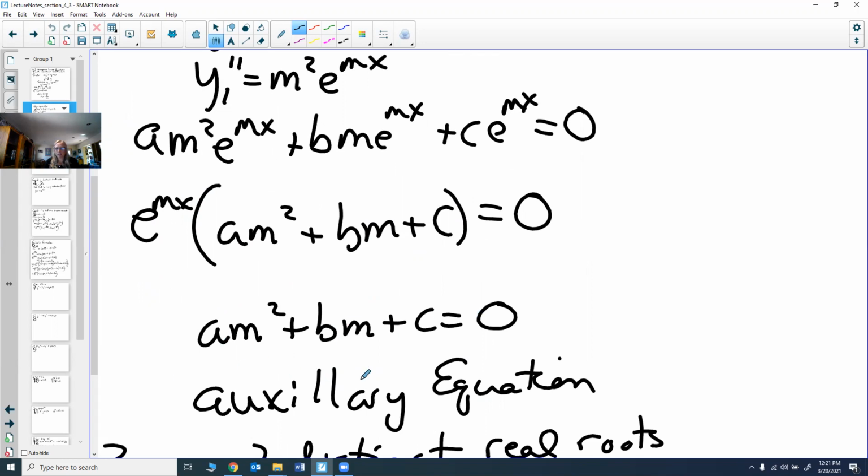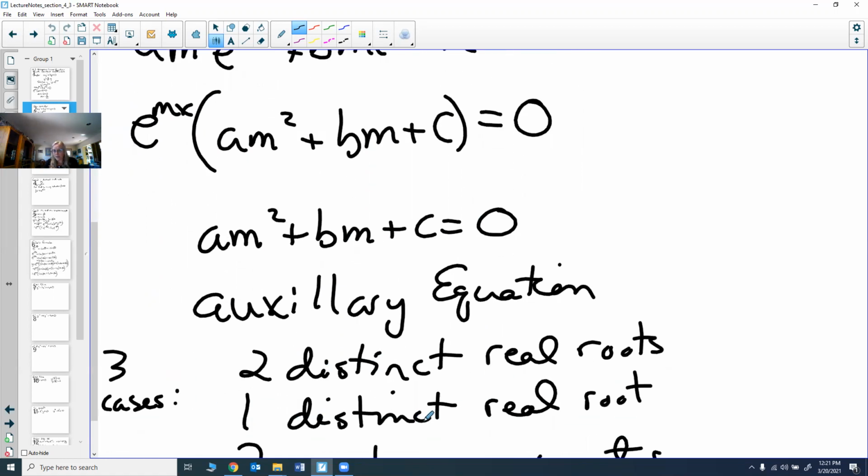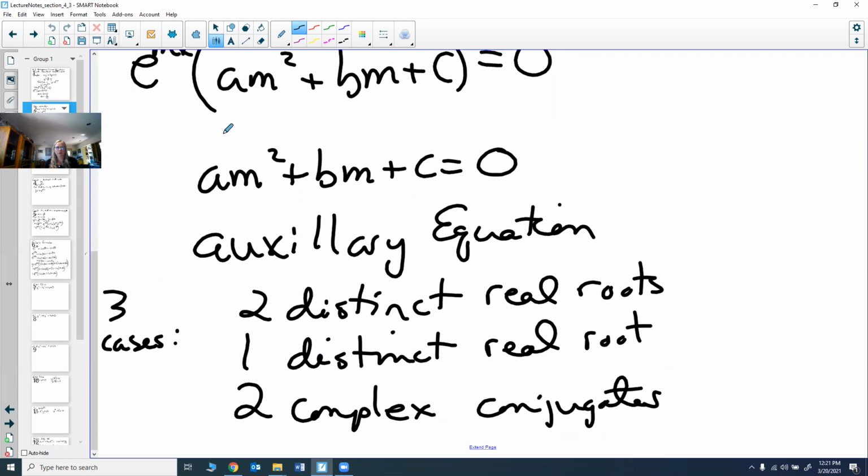This is just a quadratic equation. You know how to solve quadratic equations. Remember, quadratic equations could have two real solutions. So we can have two distinct real roots, one repeated real root, or two complex conjugates as the roots. We've been solving this for a long time.